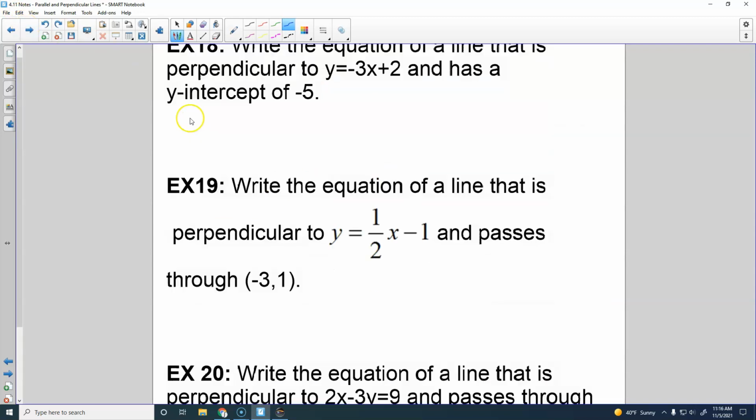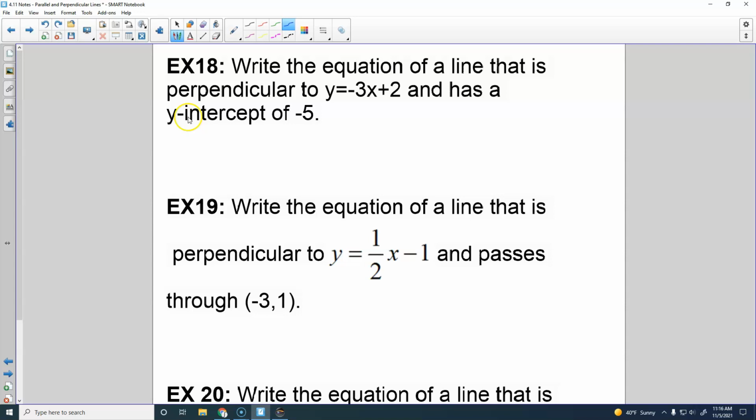All right, we're not going to do the writing equations yet. I do want to do one more of the perpendicular.